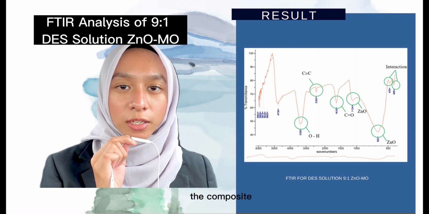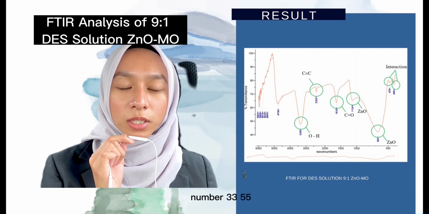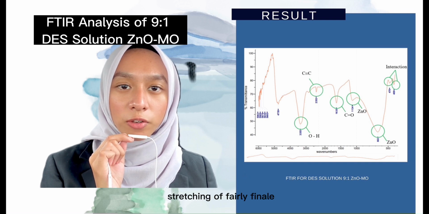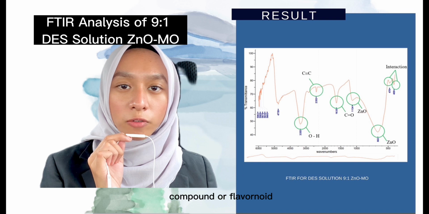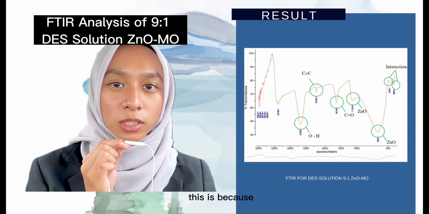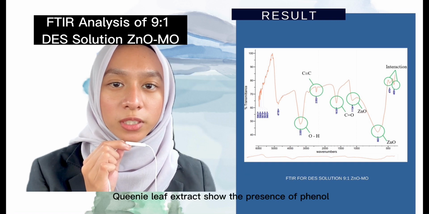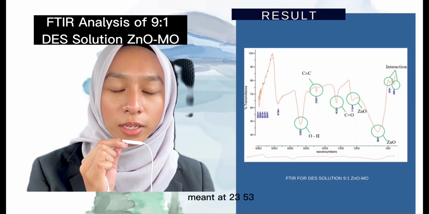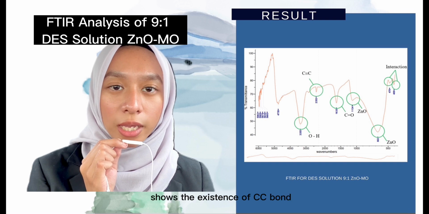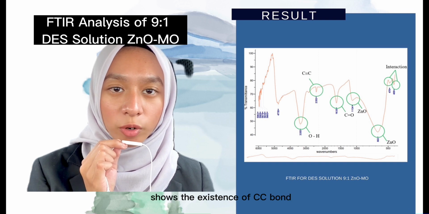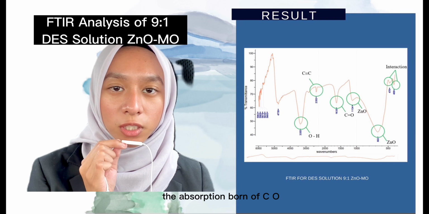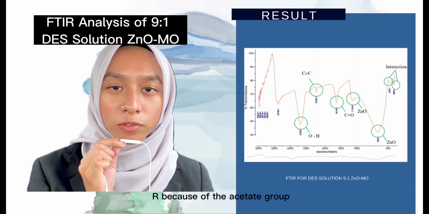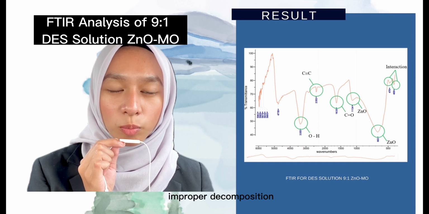So basically, the composite wavelength number 3355 was attributed to the OH stretching of flavonoic compound or flavonoid. This is because quinine leaf extract shows the presence of phenol, phenolide and coumarin. The adsorption band at 2353 shows the existence of CC bond. The adsorption band of CO bond that appears at 1635 is because of the acetate group improper decomposition.